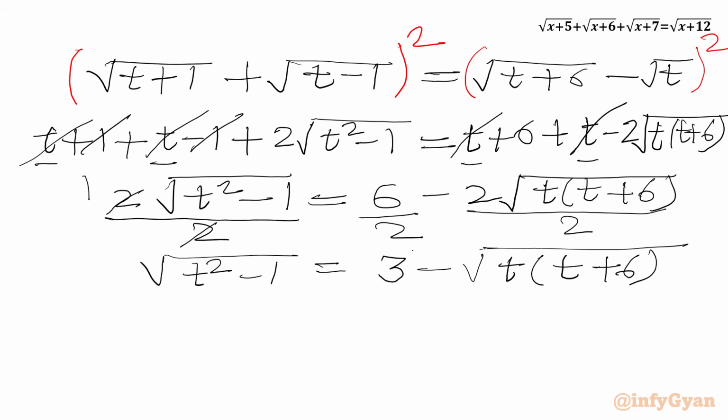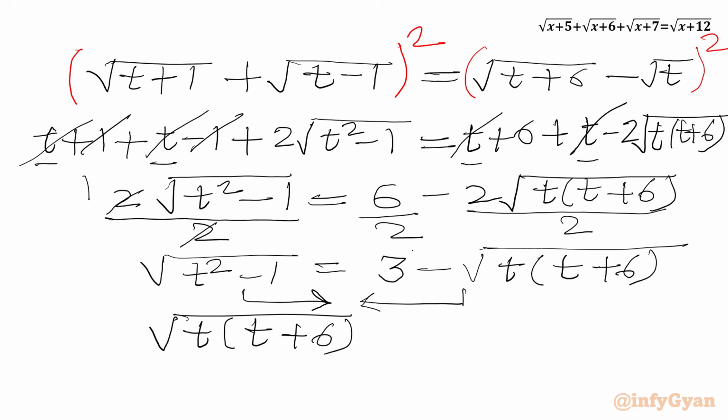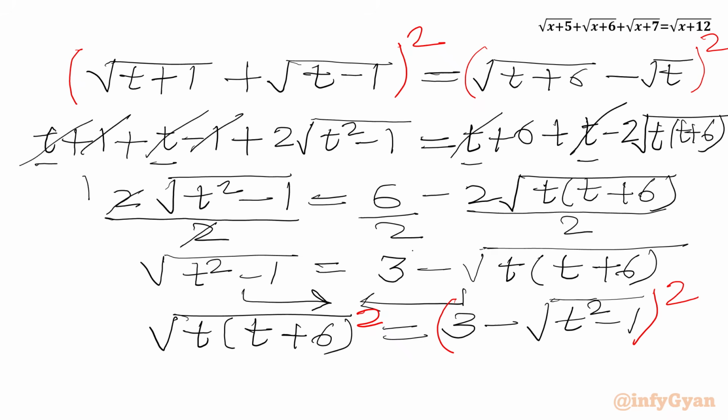Now we are going to take this negative term to LHS and positive term to RHS. So there will be sign change. We will get square root t plus 6 equal to 3 minus square root of t square minus 1. Now we are going to take squaring both sides. So let me write here part 2 in LHS, part 2 in RHS.